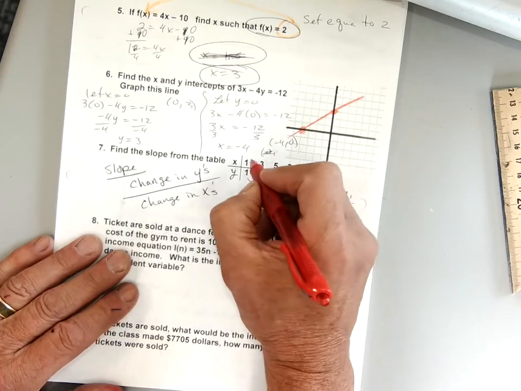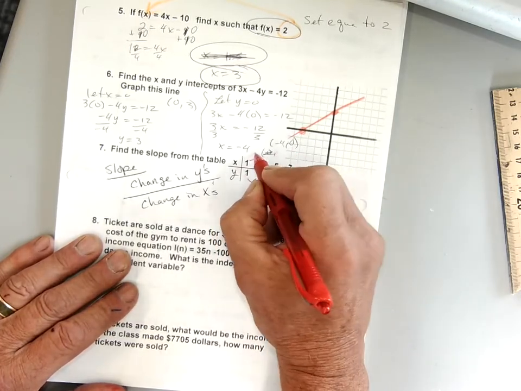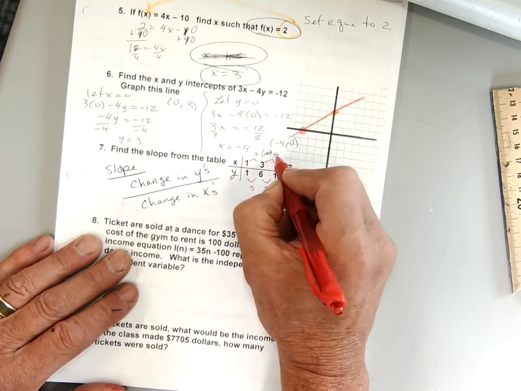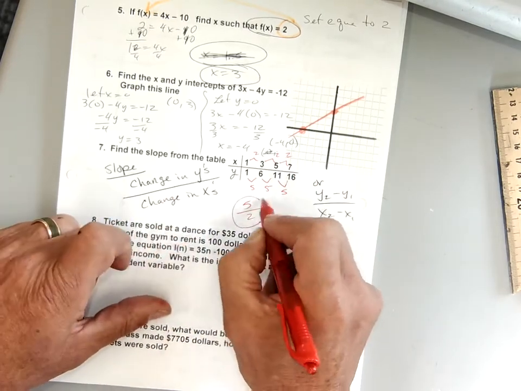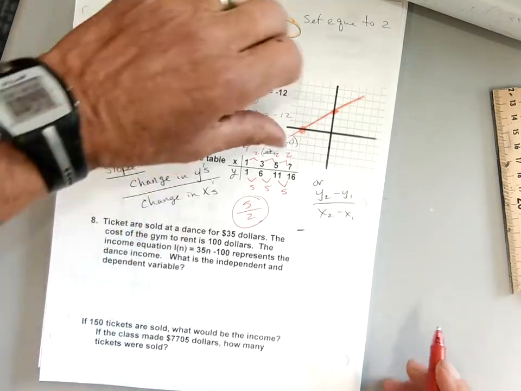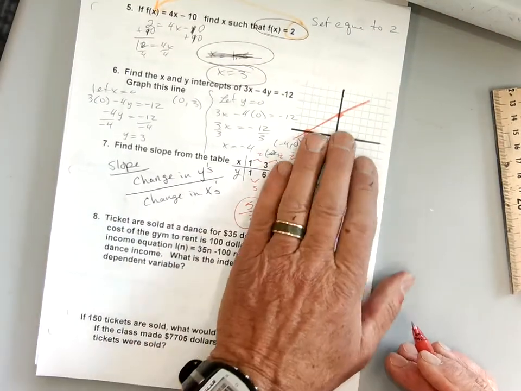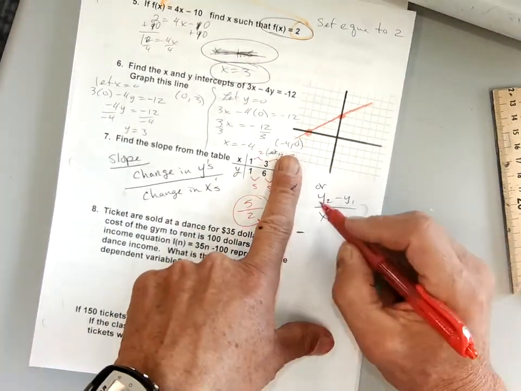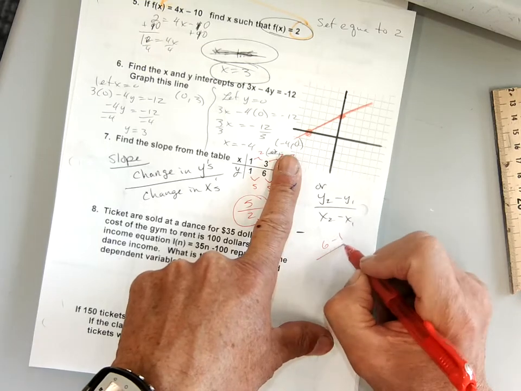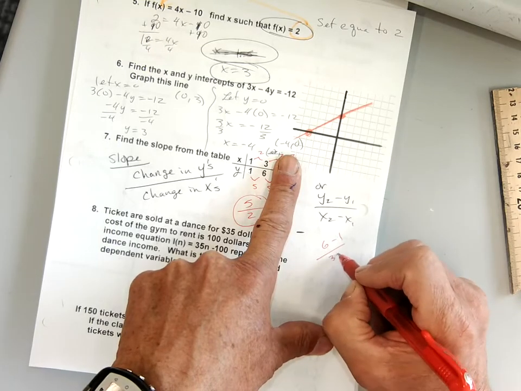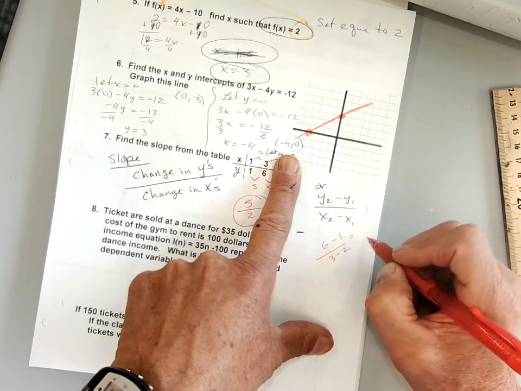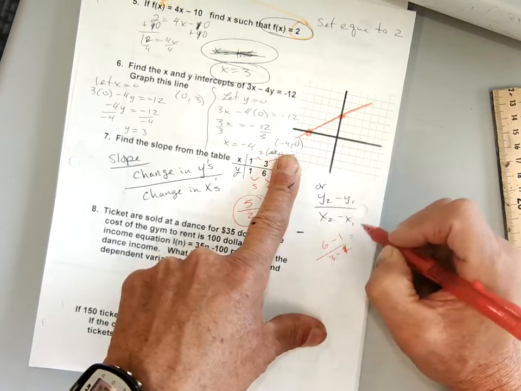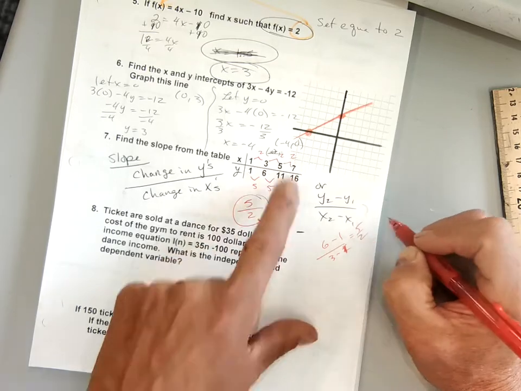Okay, let's look at the x's. How much did the x's go up by? So my change in x's is 2. There's my slope. Now, if I use my formula, nice job, Preston, I would go 6 minus 1 over 3 minus 2, and I'll get 5 over 2, same answer, okay?